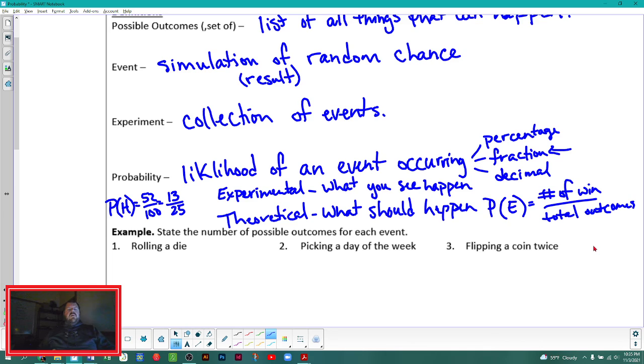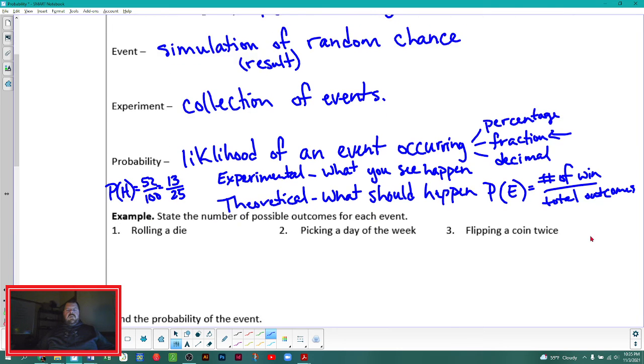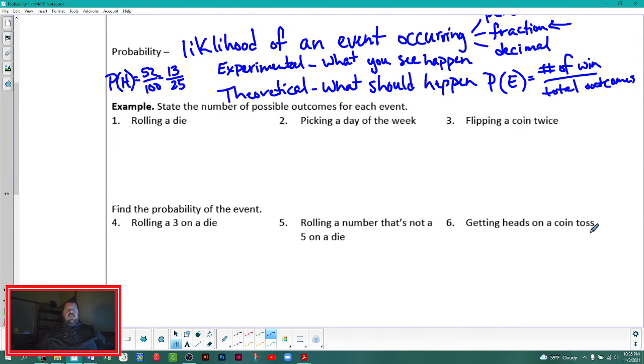So in theoretical probability, things have to be balanced. Otherwise, it doesn't quite work out too well. So let's look at some examples and try to get an idea of this.